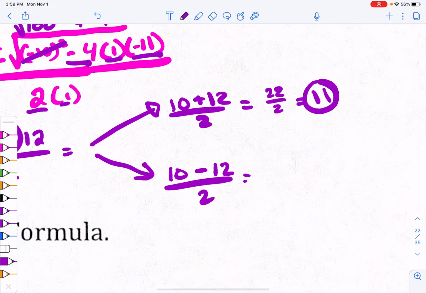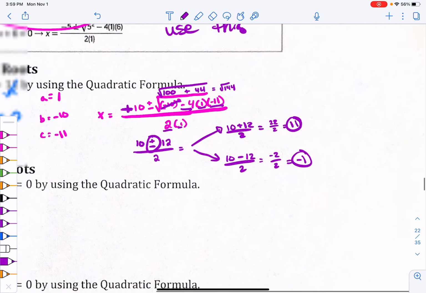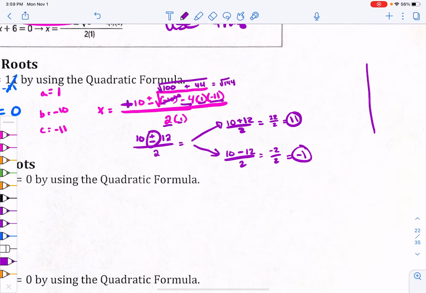And 10 minus 12 is negative 2, divided by 2, which is negative 1, okay? So we used the quadratic formula, and we are finding those two places where he crosses: at negative 1 and positive, wherever 11's at over here. Those are the two places where my parabola is going to cross, okay? So using the quadratic formula, we found that, all right?